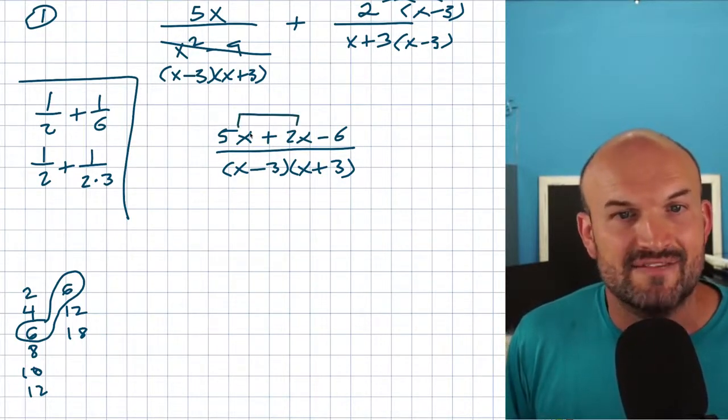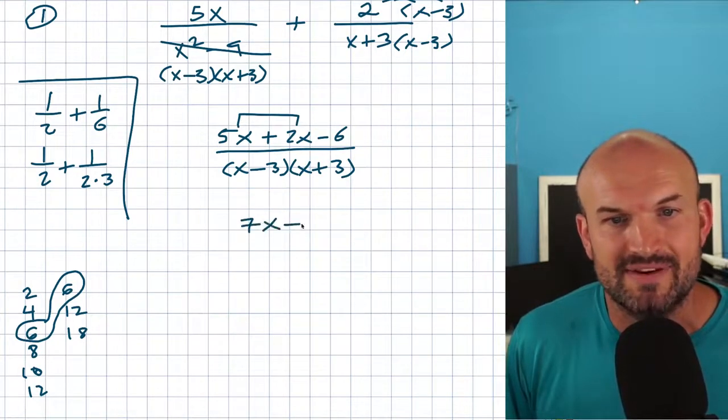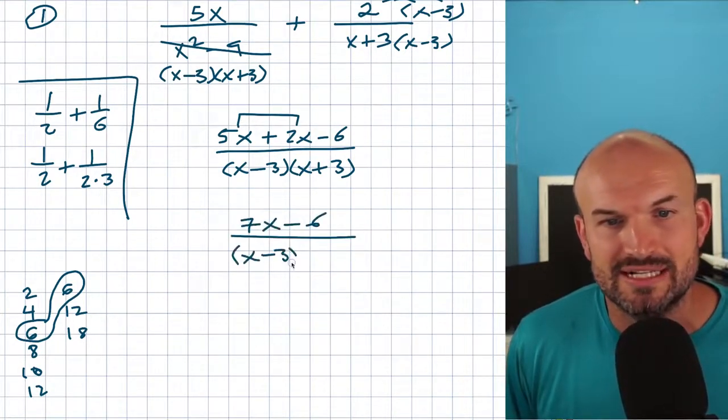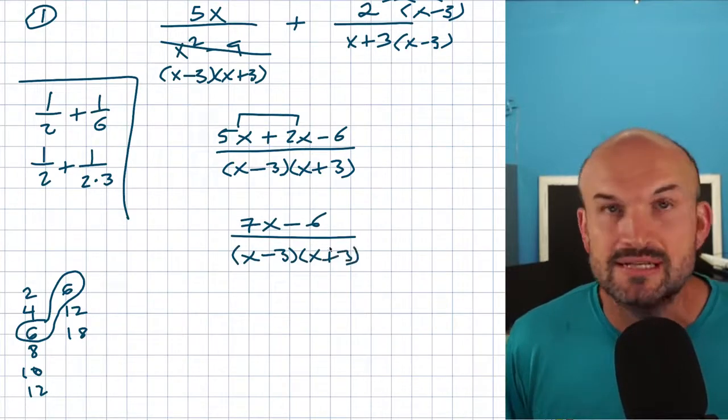Now I can add the 5x and the 2x, so that's going to give me a 7x minus 6 all over x minus 3 times x plus 3. And nothing can really be simplified out from here.